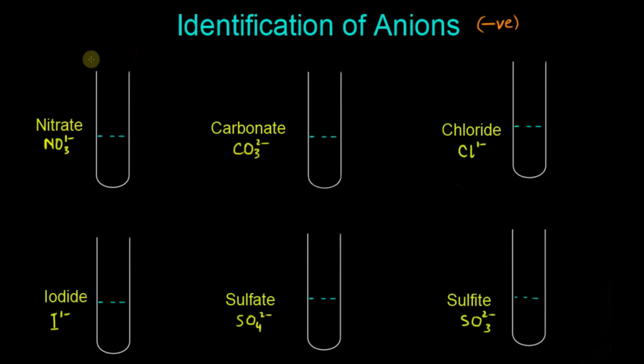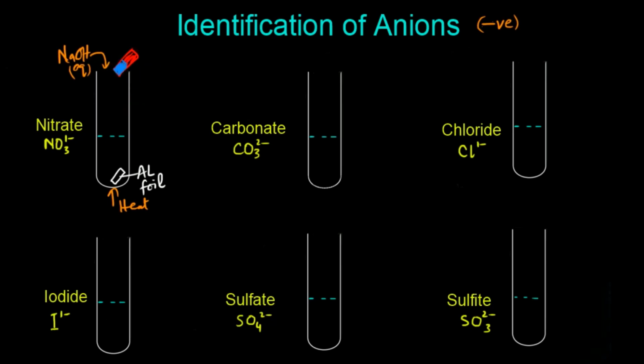To identify nitrate ions, first of all you will add sodium hydroxide, NaOH aqueous, in the test tube. Then you will put aluminium powder over here, or you can take aluminium foil, and then we will heat this solution. Then we will take a moist red litmus paper over here, and after a few seconds we will see that the litmus paper changes its color, that it becomes blue.